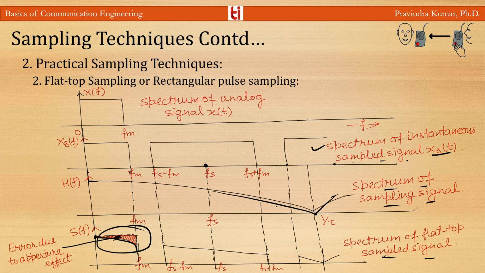The aperture effect is due to the finite pulse width tau of the sampling signal. With an increase in the pulse width tau, the frequency will reduce and the error will increase. The aperture effect can be reduced by reducing the pulse width tau. The aperture effect can be corrected in reconstruction by including an equalizer.